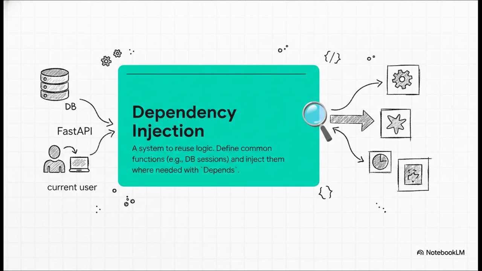Next up is something called dependency injection. Now, it sounds really complicated, but it's actually a beautifully simple idea for keeping your code clean. You can write a function for some piece of logic you'll use over and over, like getting the current user or opening a database session. Then you just tell FastAPI to run that function for you and provide, or inject, the result into any endpoint that needs it. It keeps your endpoint logic super focused on its one specific job.